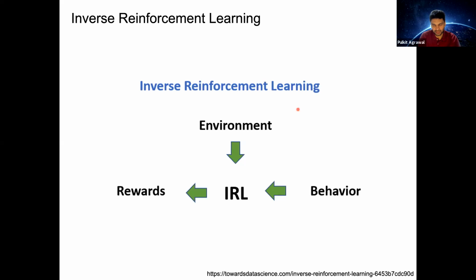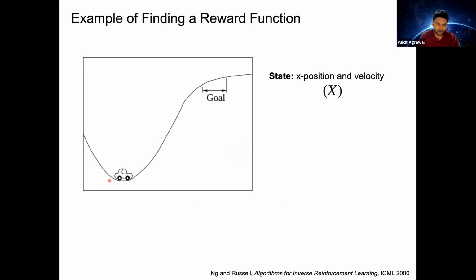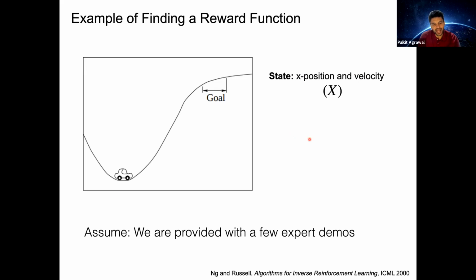Let's consider an example, the mountain car, which you might have encountered in your homeworks. You have the car over here, and it needs to go to this goal. Suppose the state is the x position and the velocity of the car, and assume that we are provided with a few expert demos of this task. And I have some features of the state, which can be functions of x position. They could be x, x squared, and so on.